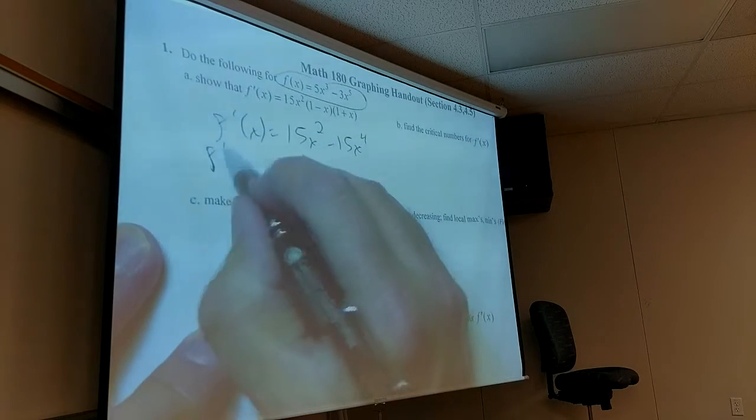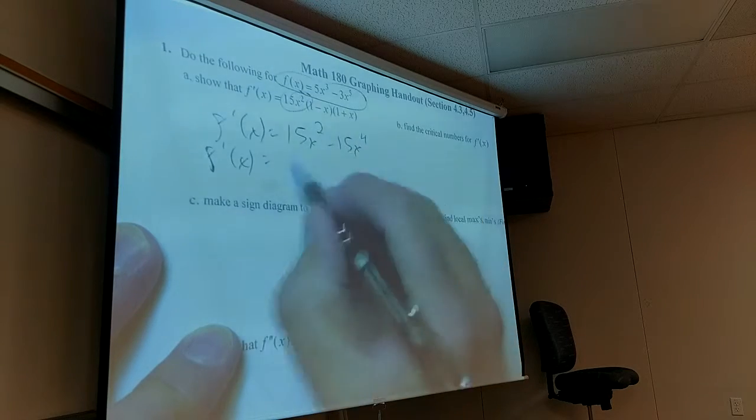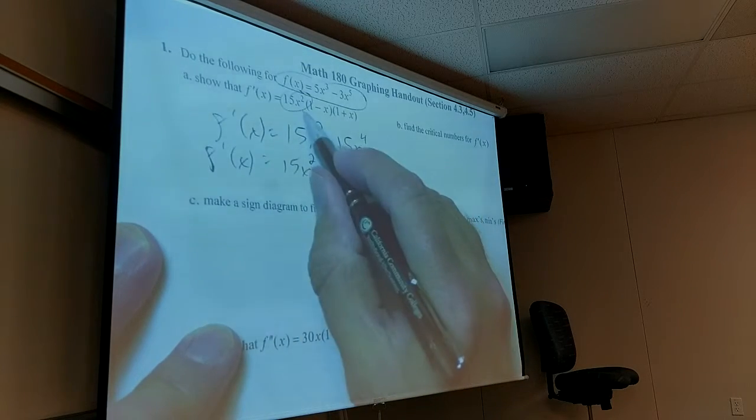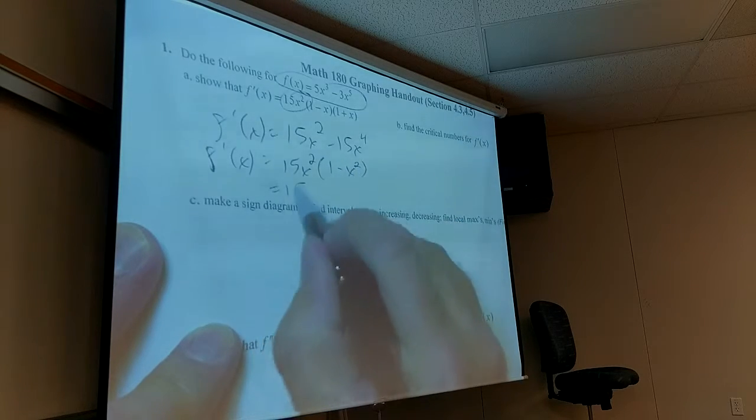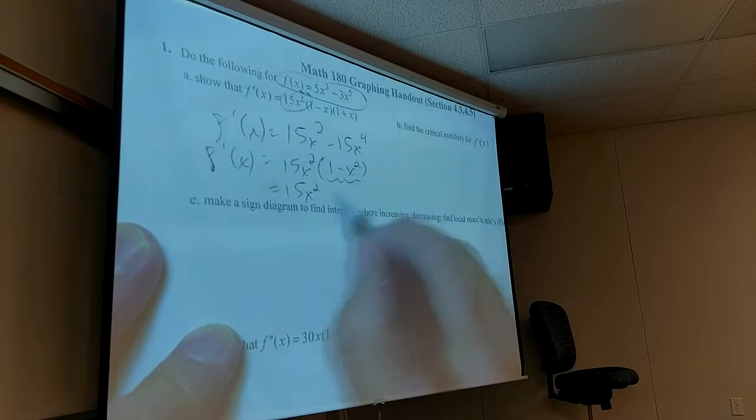And then, of course, what can I do with that? I can take out 15. It's always nice when you have a verify thing. It kind of gives you a clue what to do. But you guys can see that. And then, of course, how do I factor this guy?